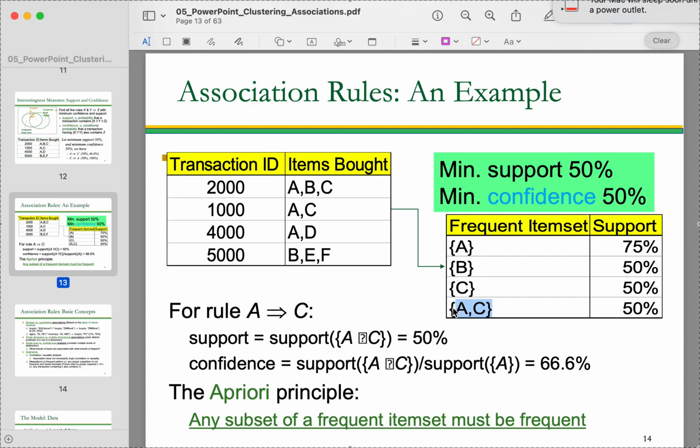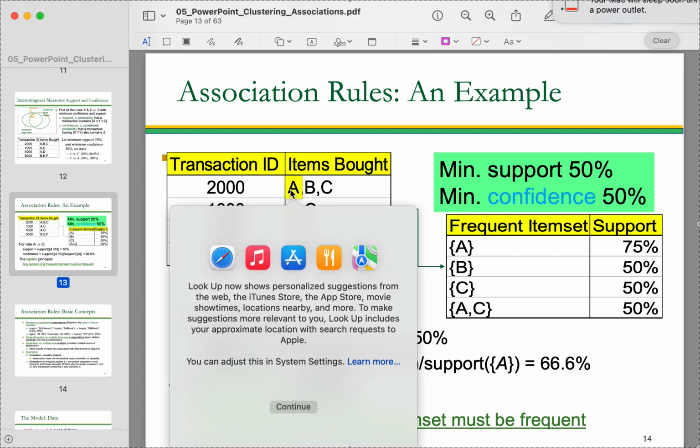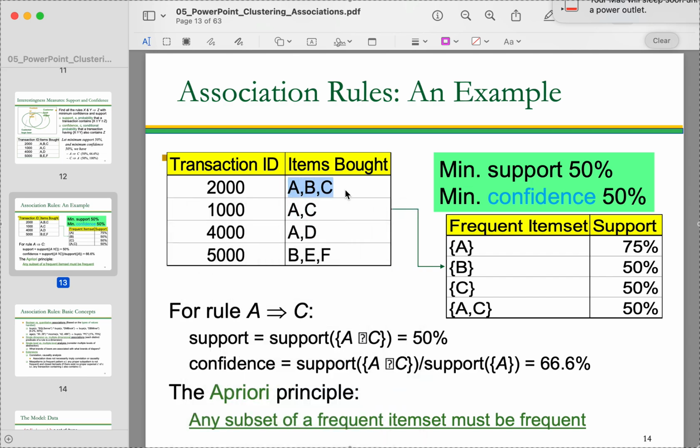If B and C was listed here, we would go to a 3-element set such as A, B, C. Now, how many times do A, B, and C, the three of them, happen together? It's only one time. But that would be listed here if it was bigger than the minimum threshold. Okay, so what do we do now? We take those frequent sets that we discovered and we create a rule from them.